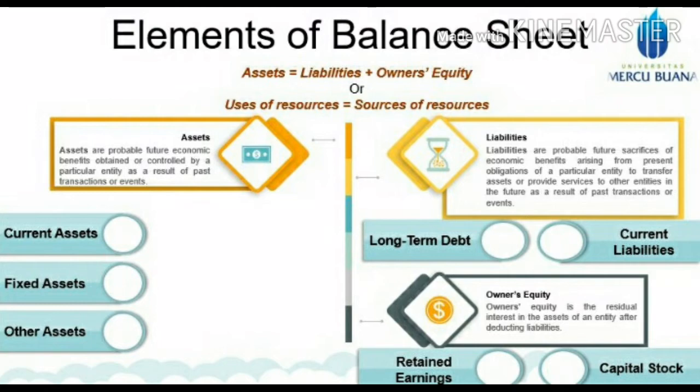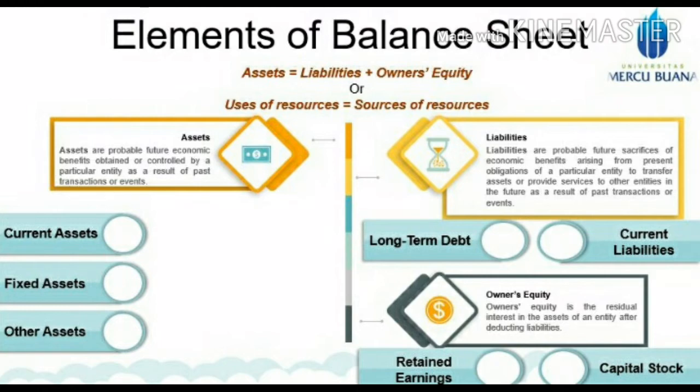There are the elements of balance sheet. There are assets like current asset and fixed asset. And the right part, there are liabilities such as long-term debt and current liabilities. And also owner's equity. There are retained earnings and capital stock.